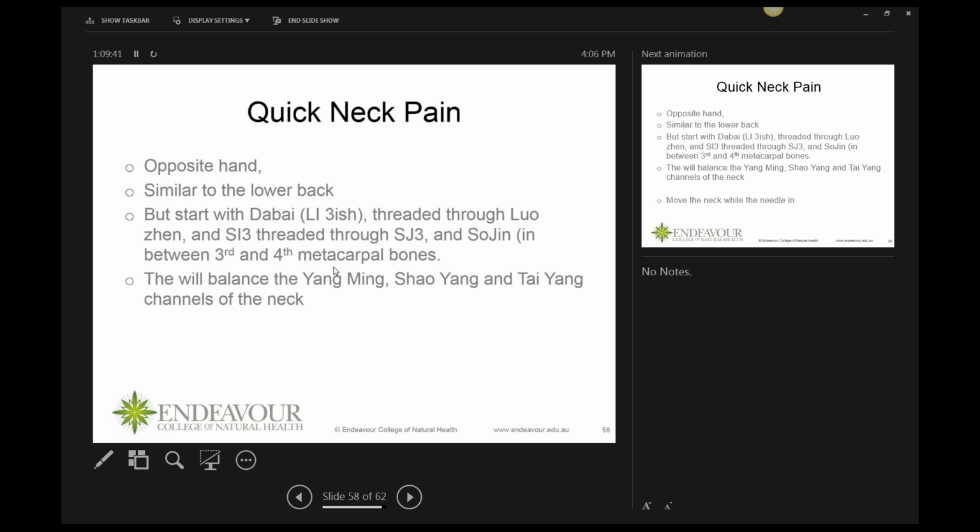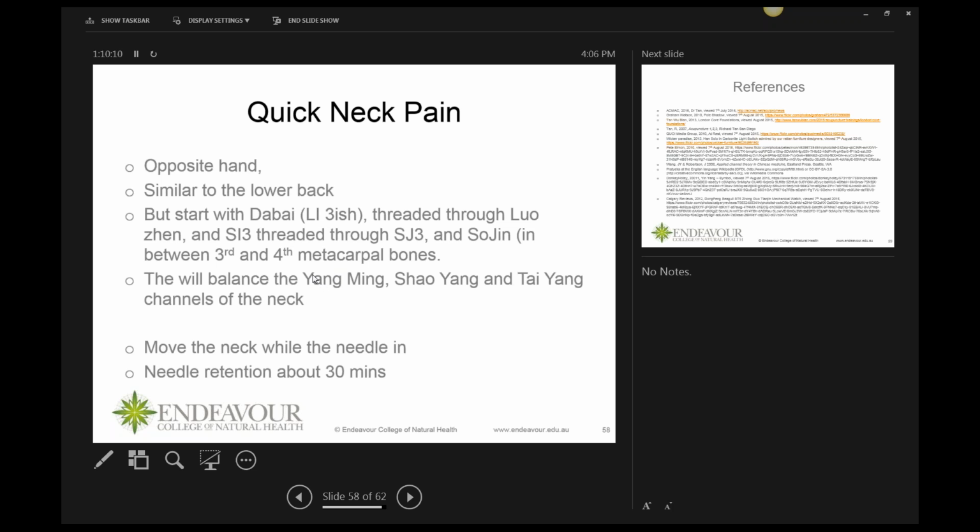So Yang Ming, Shao Yang, and Tai Yang channels of the neck, and again we've had some pretty great success with stiff necks from doing that one, whereas in my experience the Lao Zhen does back up what he's been saying. Sometimes it works and sometimes it doesn't, but this approach covers all the channels that are involved in the neck. And again, like most of his treatments, we move the area while the needles are in and retain the needles for about 30 minutes.